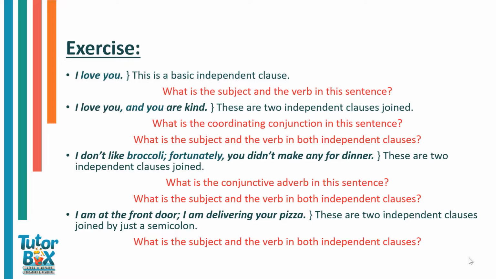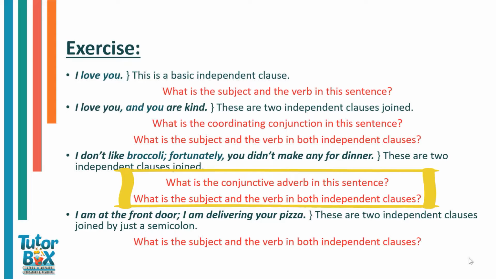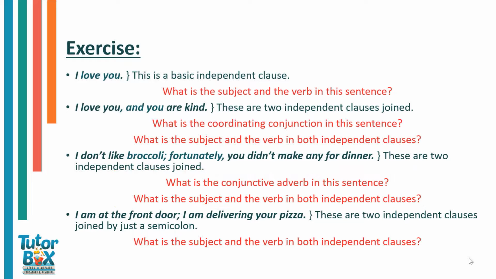So for the third sentence, what do you think is a conjunctive adverb in this sentence? And what is the subject and the verb in both independent clauses? You'll see that the first independent clause is I don't like broccoli. The second independent clause is you didn't make any for dinner.